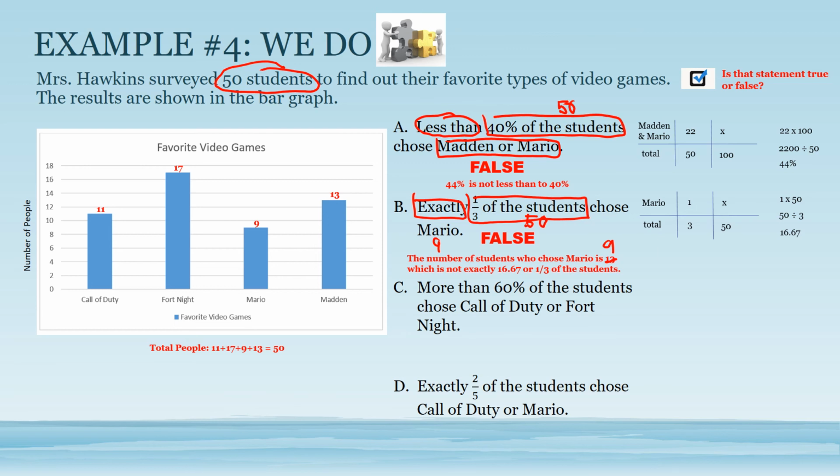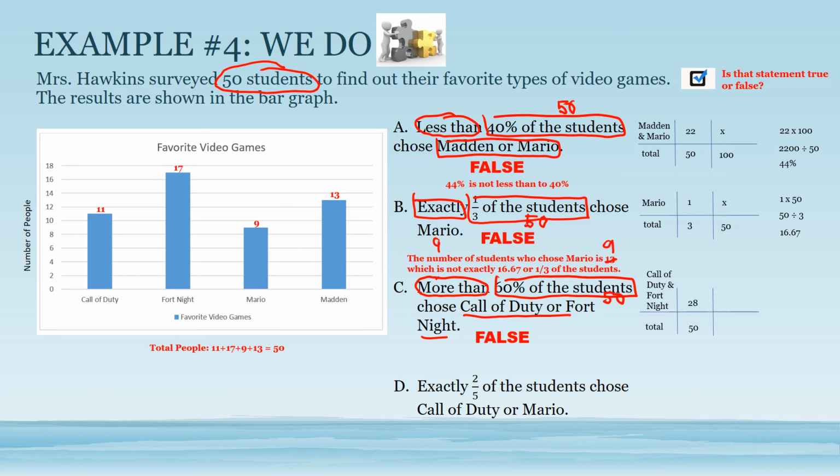C. More than 60% of the students chose Call of Duty or Fortnite. Is this statement true or false? If you answer false, you are correct. Remember, more than 60% of the students, and there's 50 students, chose Call of Duty or Fortnite. Remember, Fortnite is 17, Call of Duty is 11. We're going to use our Big H strategy. Call of Duty or Fortnite over the total.